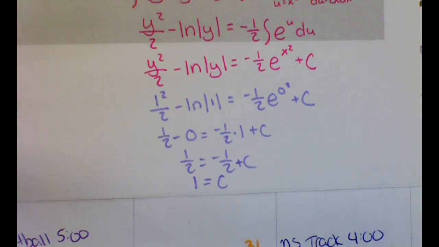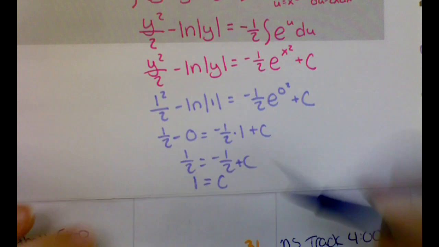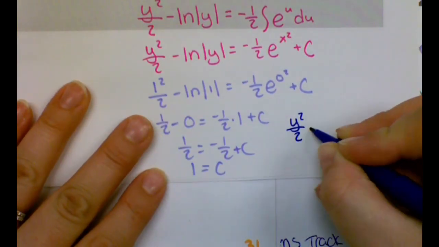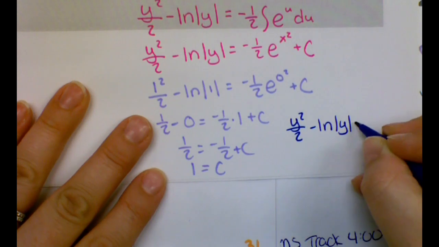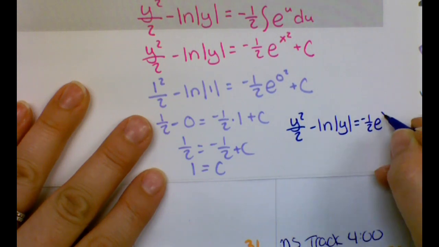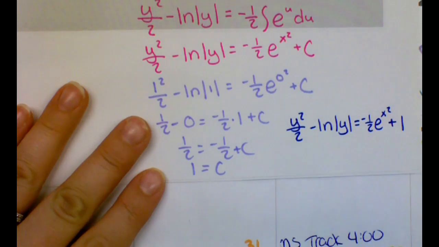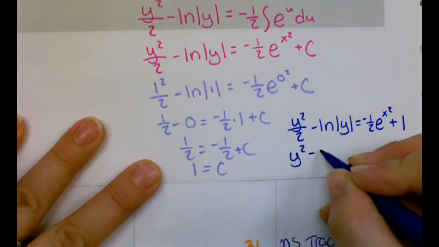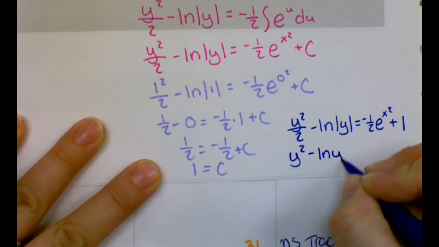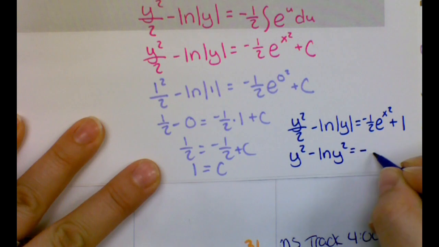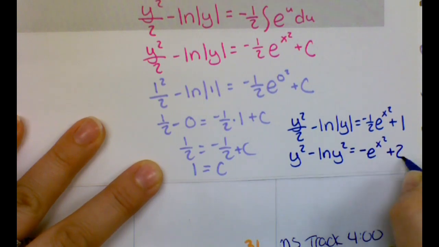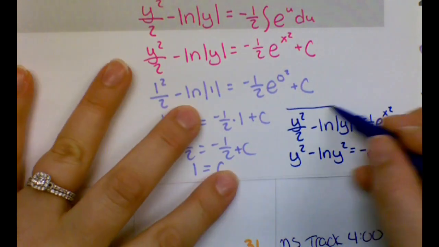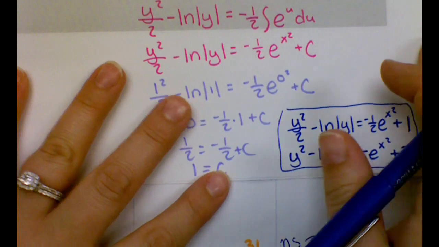So we have our particular solution now. Go back up to where we had our equation and plug in c is 1. So we have y squared over 2 minus natural log of the absolute value of y equals negative 1/2 e to the x squared power plus 1. You might also see everything multiplied by 2 to make it y squared minus a 2 out front of a natural log becomes ln of y squared equals negative e to the x squared power plus 2. And they might even add that e to the x squared power over to the left side. Any of those options work just fine.